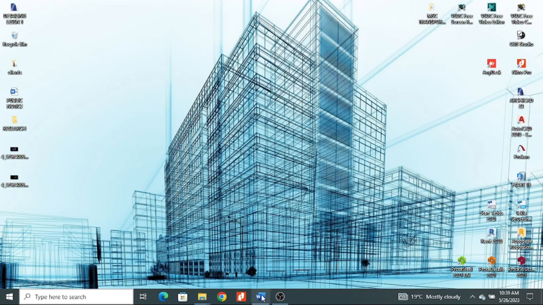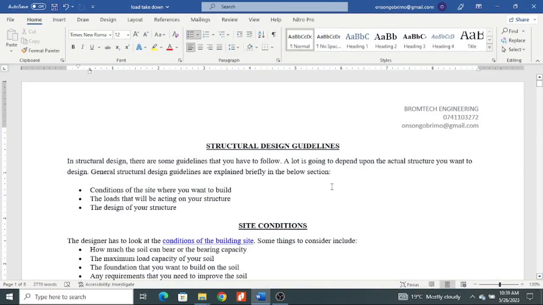So I'm going to take you through the structural design guidelines. After I have my structure, here are 3 guidelines that I normally would want to look at before I start designing. First of them is the conditions of the site where you want to build. For the conditions, you should look at the environmental conditions, because issues like humidity and the environment that my structure interacts with affect some of the parameters we use in design, including concrete cover.